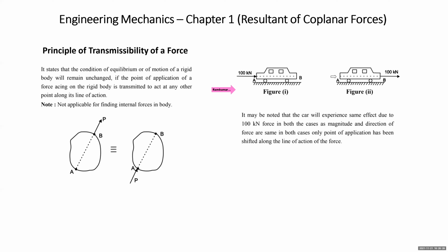In both cases, you can observe that the car will experience the same effect, although the point of application has been shifted. Here it was at A, here it is B. But why will the car experience the same? Because the magnitude of 100 kilonewton has not changed, and the direction, horizontally towards the right, has not changed. What has changed? The point of application. But it has changed along the line of action only. So this principle is useful to us while solving problems of certain types, which we'll understand in the subsequent lectures.